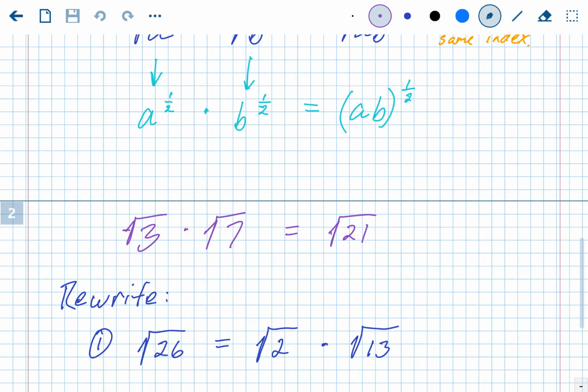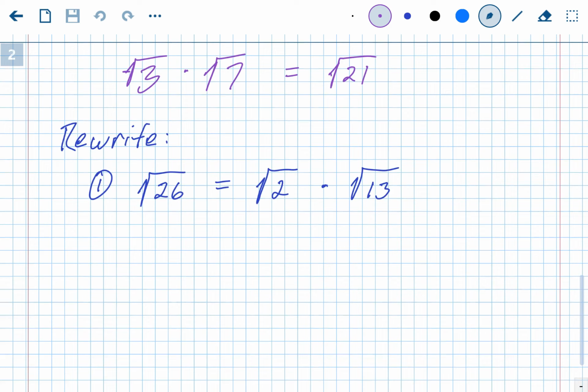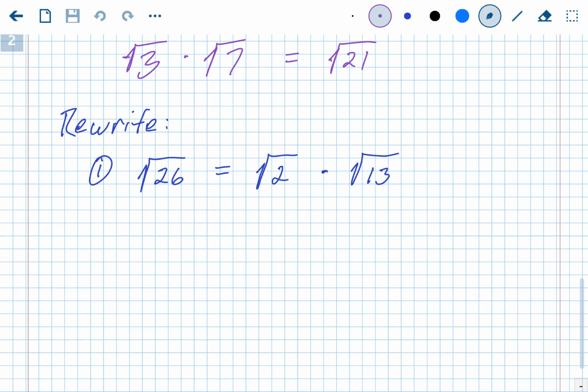Now, how we're going to use this property is we're going to use it going backwards. We're going to break down radicals into two products. So the example we had was we did the square root of 26, and we wanted to rewrite it as two products, two separate radicals multiplied together. So all we had to do is think of two numbers that multiply to 26. So the square root of 26 is also equal to the square root of 2 times the square root of 13. Okay. So let's look at another example.